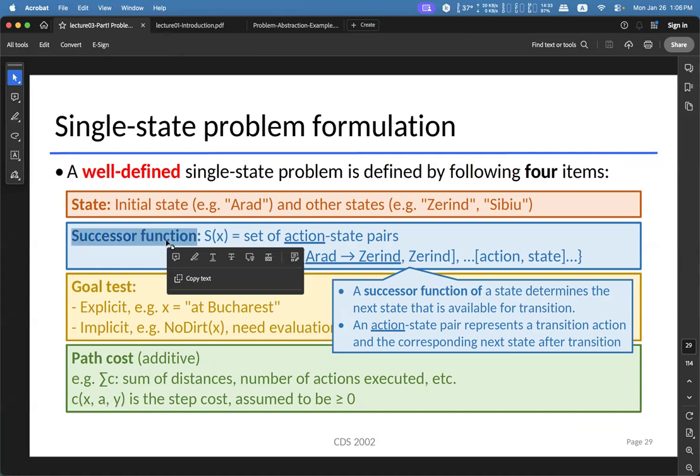So the next thing that we'll introduce is the successor function. What the successor function is trying to do is to take a state as the argument. In the function S(x) here, the x is the state. After taking a state as the argument, the successor function will return all the actions that the agent can perform, and all the states that the state will transit to after each action is performed.